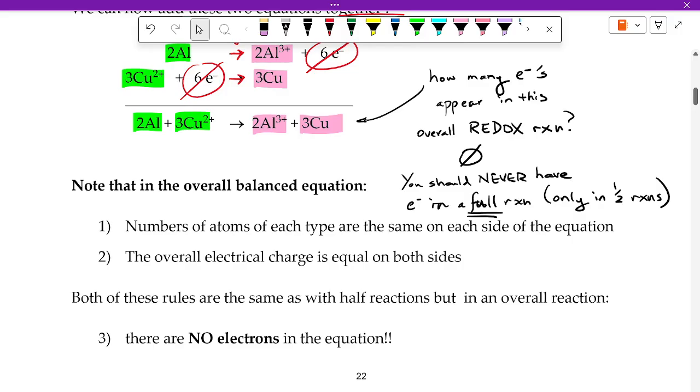Note that in the overall balanced equation, the number of atoms of each type are the same. So basically, we've balanced the atoms. The overall electrical charge is the same. It is equal. So you have to balance both atoms and charge because there's a conservation of matter and a conservation of charge. Both of these rules also apply in half reactions, but in an overall reaction, we have, as we said before, no electrons in the equation. Only in half reactions. Okay?